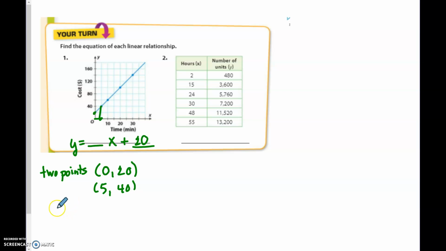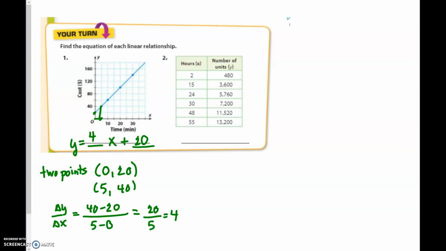And remember, slope is always change in y over change in x. So I have 40 minus 20 and 5 minus 0. So 40 minus 20 is 20, and 5 minus 0 is 5. So 20 divided by 5 is 4. So now we found out what our slope is. That goes in your first blank.